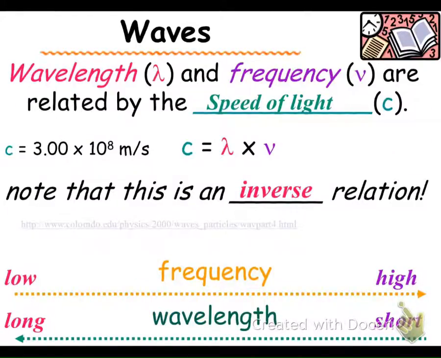Wavelength and frequency are related by the speed of light, so we know that the speed of light is 3.00 times 10 to the 8 meters per second, and we measure it with wavelength times frequency. This is an inverse relationship, so if I have a low frequency, that means I have a long wavelength. If I have a high frequency, that means I have a short wavelength. So high frequency is a short wavelength, low frequency is a long wavelength, and we will review this a lot.